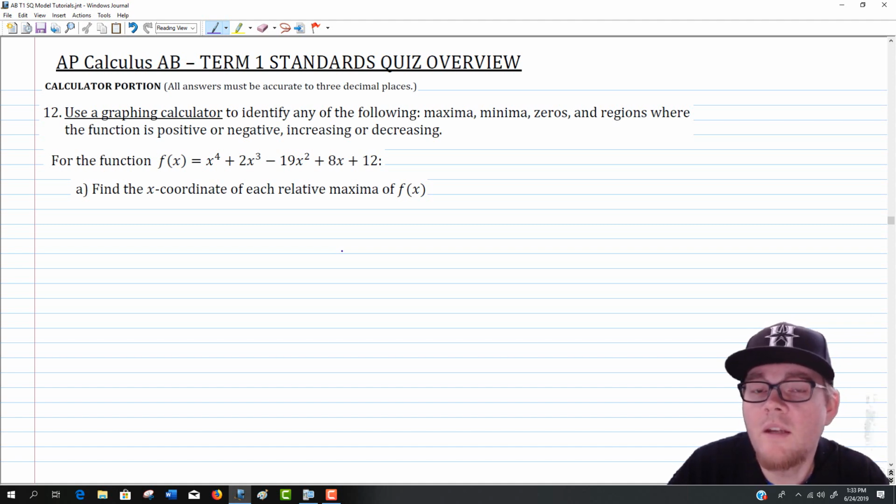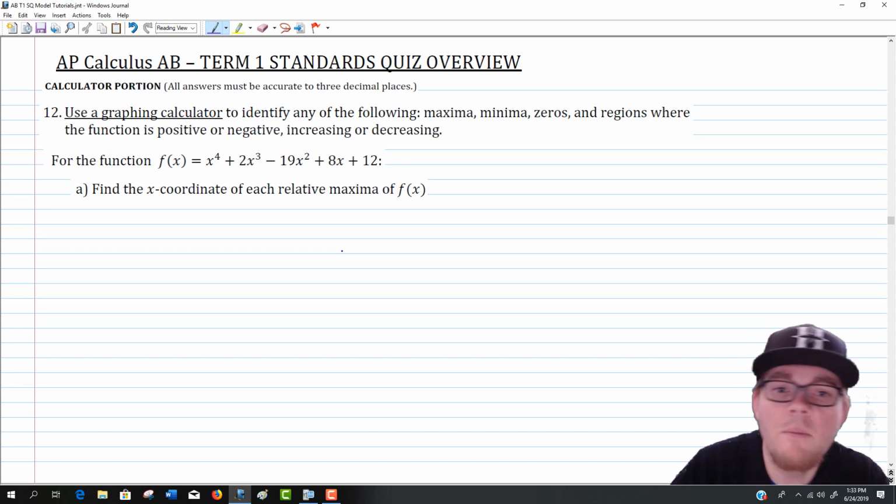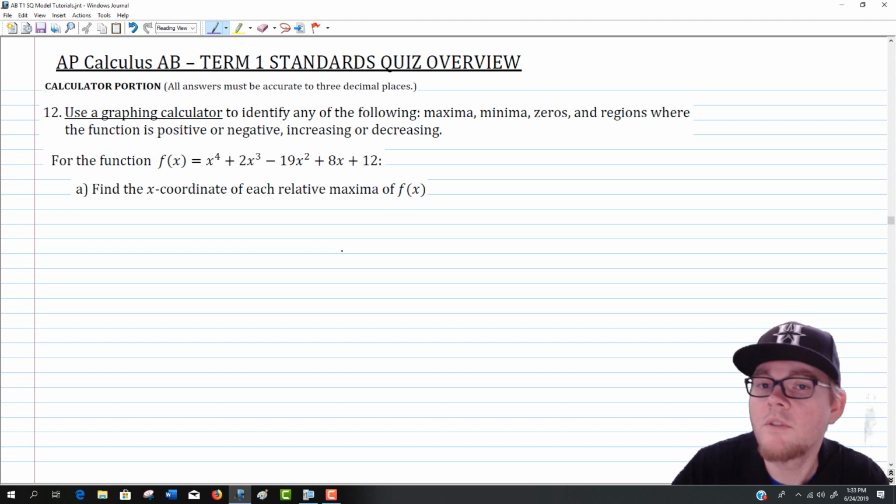I asked you to do a little bit of basic analysis on the graphing calculator. Basically in this question number 12, you're going to use the calculator itself to identify any of the following pieces: maxima, minima, zeros, regions where the function is positive, negative, increasing or decreasing, or possibly a little bit of both. So we've got a little bit of all those things mixed in there.